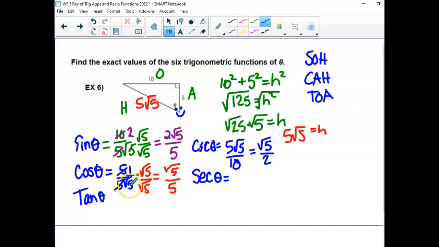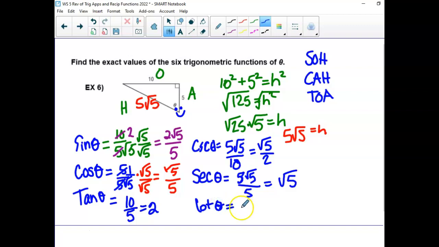Okay. It is easier to flip it over before you rationalize it, so the secant, flip it over back here, okay? Or flip it over by doing hypotenuse over adjacent. What is hypotenuse over adjacent? 5 square roots of 5 over adjacent, which is 5. That's just going to divide out and be plain old square root of 5. Oh, praise the Lord, we get an easy one. Tangent is opposite over adjacent, which is 10 over 5 is 2. What is the cotangent then? We flip 2 over, and we get 1/2.